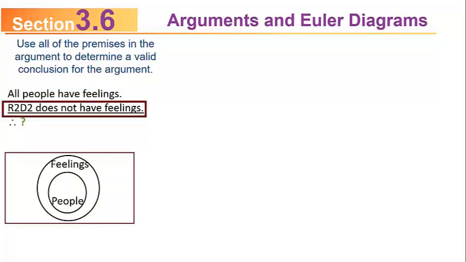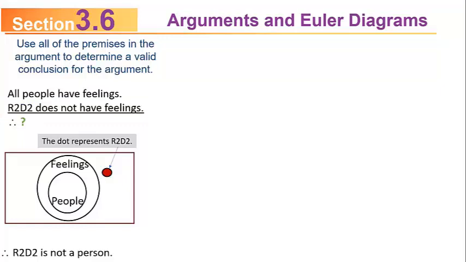R2-D2 does not have feelings, so if I look at a representative dot for R2-D2, R2-D2's dot has to be outside the feeling circle. But putting it outside the feeling circle automatically puts it outside the people circle because the people circle is completely enveloped by the feeling circle. Therefore, a logical conclusion would be R2-D2 is not a person.